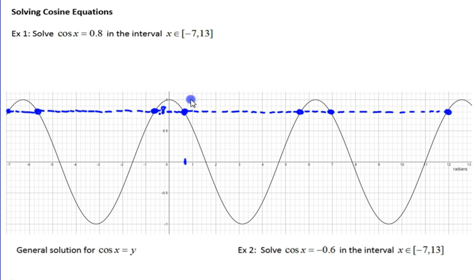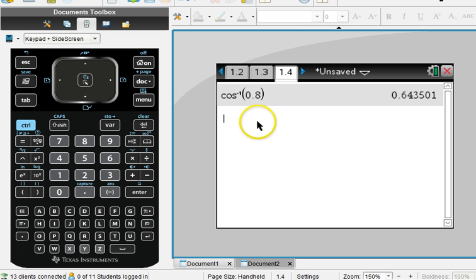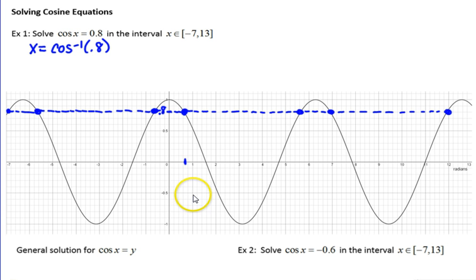Now, how do I go about finding all of these x values that all have y values of 0.8? Well, the first thing I'm going to do is solve the equation for x, and to do that I'm going to use inverse cosine. So x equals inverse cosine of 0.8. If I do that on my calculator, I've already done this so it wouldn't take as much time, I find out that inverse cosine of 0.8 is 0.6435. If I go back at my graph, that looks very reasonable, that this is 0.6435 on the x-axis. So x equals 0.6435. But how do I go about finding the other values?